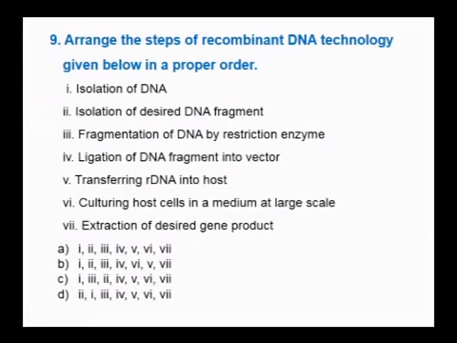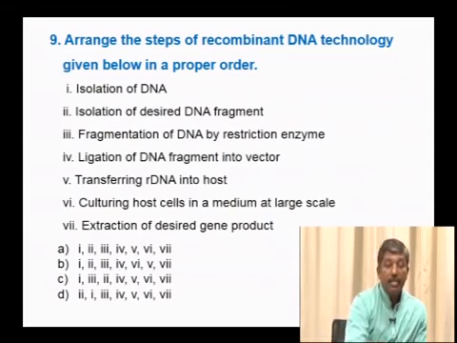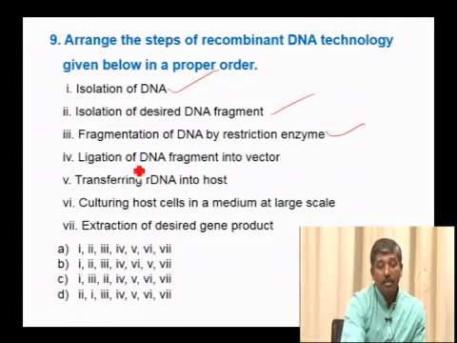Arrange the steps of recombinant DNA technology given below in a proper order. So here in RDT, isolation of DNA is the first one. Isolation of the desired DNA fragment, that is the second step. Fragmentation of recombinant DNA by restriction enzyme is also the next step. Once the DNA is fragmented, it has to be ligated, ligation of DNA into a vector.